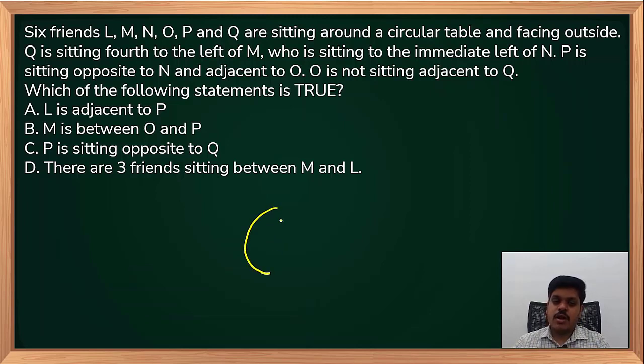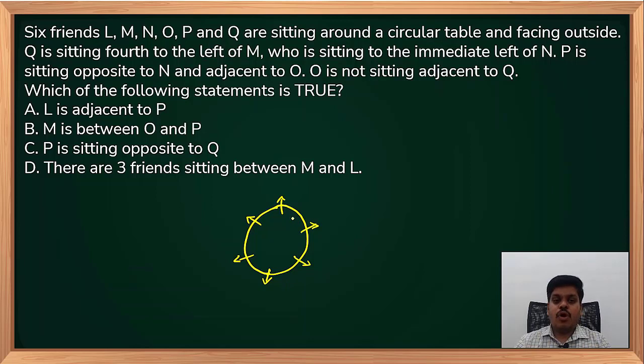Okay, we can draw a circle first. Then we can place the positions. Actually, it is 6 friends. So 1, 2, 3, 4, 5, 6 friends. Then all are facing outside. Mark it as outside. That means they are sitting away from the center.